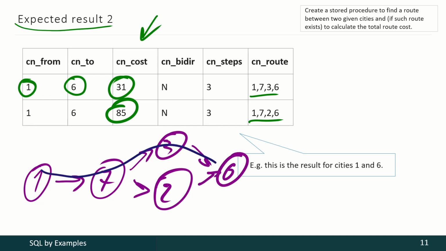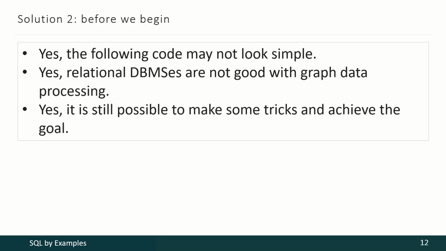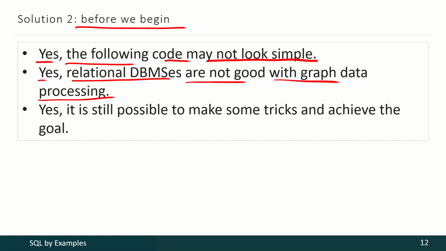Also for this route we have that cost as 31, and for this one we have that cost of 85. Before we begin we have to make a disclaimer here. Yes, the following code may not look simple. Yes, relational DBMSs are not good with graph data processing. But still there is a possibility to make some tricks and achieve the goal.